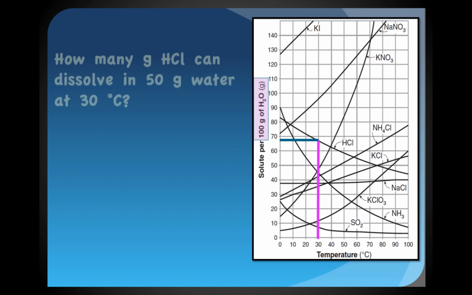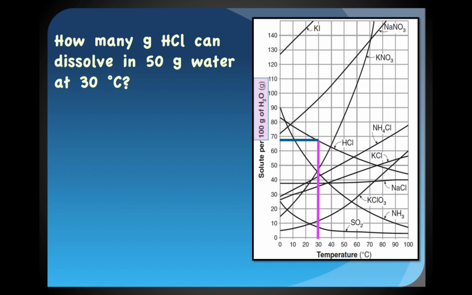Now, what about this problem? How many grams of hydrogen chloride can dissolve in 50 grams of water at 30 degrees? Notice that I highlighted the grams of solute per 100 grams of water. My problem is asking how many grams can dissolve in 50 grams of water. Do you see the difference?